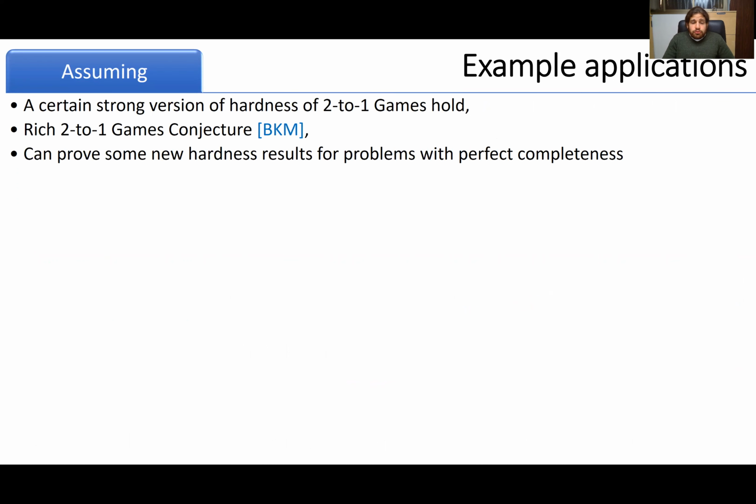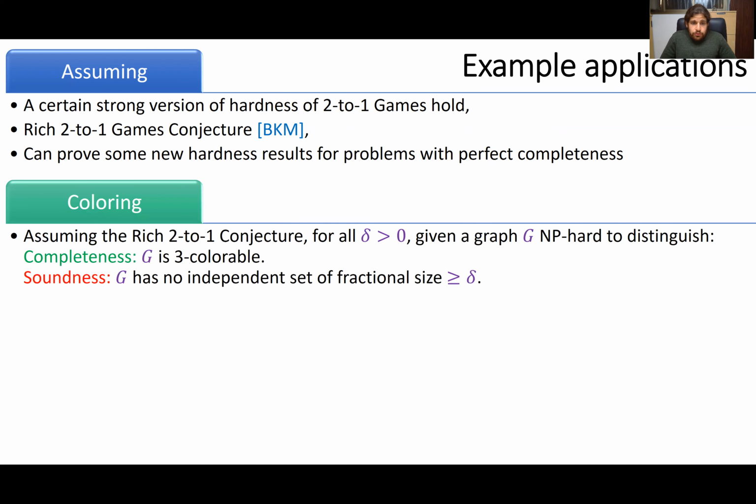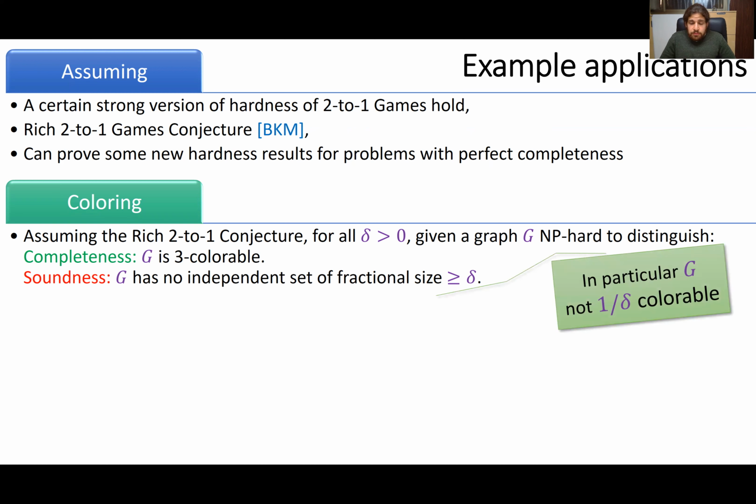So let me give you two examples. Again, we show that assuming this rich 2-to-1 games conjecture, you get some new hardness results for problems with perfect completeness. So the two examples that we show in the paper are for coloring, which is the following result. It says that for every delta greater than 0, if I give you a graph G, it's NP-hard to tell whether G is 3-colorable or G has no independent set of size at least delta, which is a very strong condition. In particular, it means that G is not 1 over delta colorable. So this result was not known prior to our work. And now we know it, at least assuming this rich 2-to-1 games conjecture.